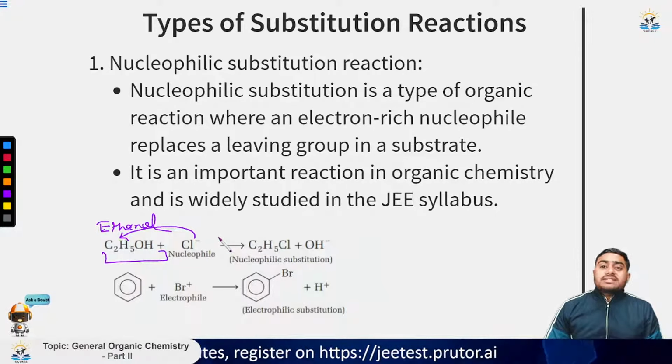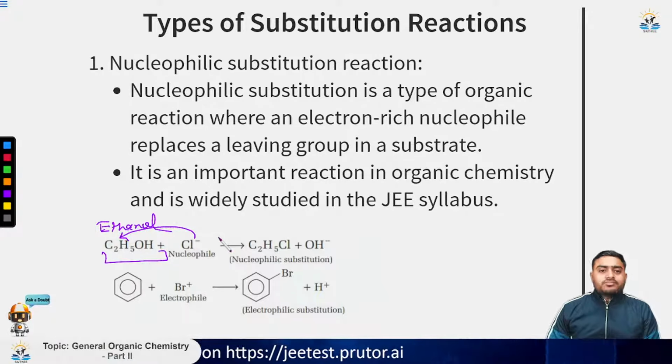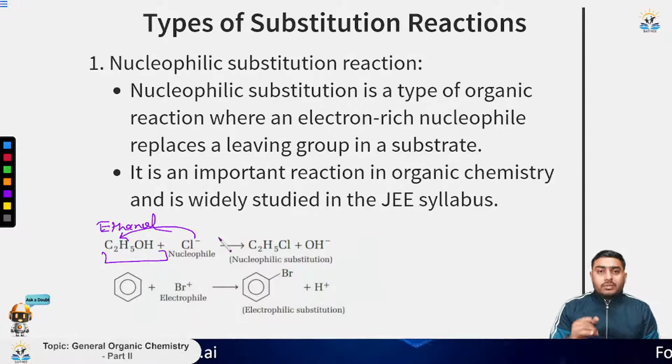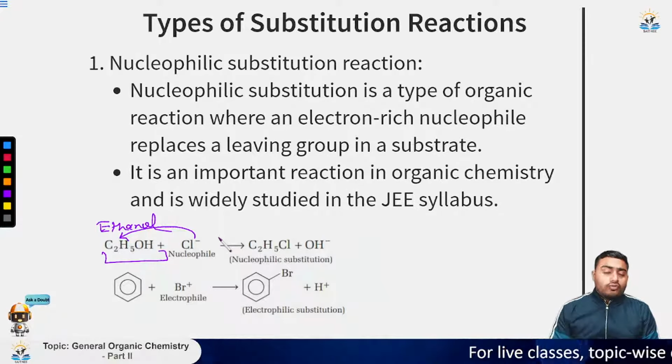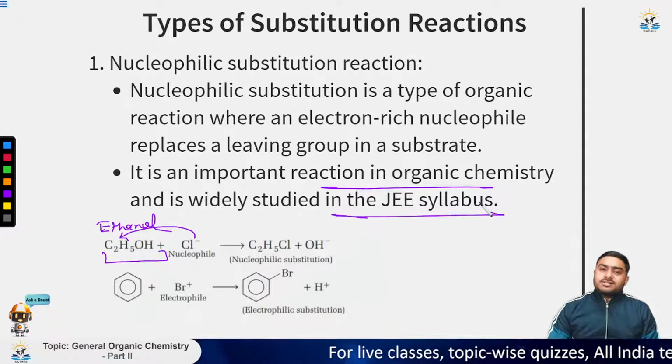So this is nucleophilic substitution reaction. This is an example of nucleophilic substitution reaction where an electron rich nucleophile like Cl negative attacks, and there is a leaving group, because OH negative is also a nucleophile but it is leaving here, so you can name it as a leaving group. The attack will depend on the leaving group tendency and whether the nucleophile is strong or weak. It's an important reaction in organic chemistry and widely studied in JEE exams.